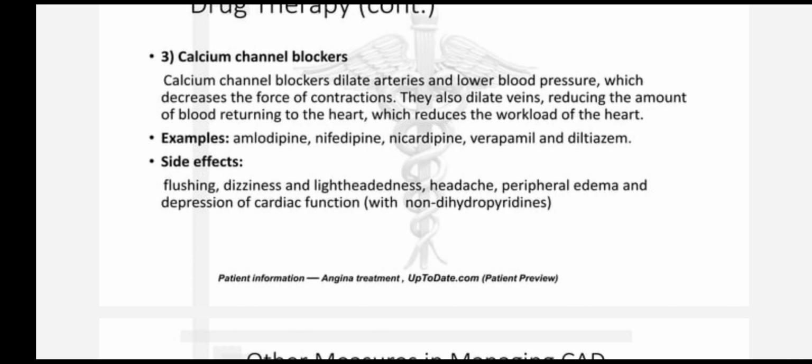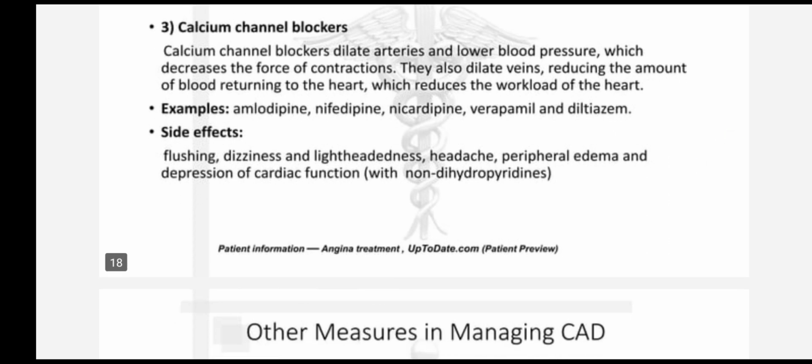Calcium channel blockers dilate arteries and lower blood pressure, which decreases the force of contraction. They also dilate veins, reducing the amount of blood returning to the heart, which reduces the workload of the heart. Examples: amlodipine, nifedipine, nicardipine, verapamil, and diltiazem. Side effects: flushing, dizziness, lightheadedness, headache, peripheral edema, and depression of cardiac function with non-dihydropyridines.